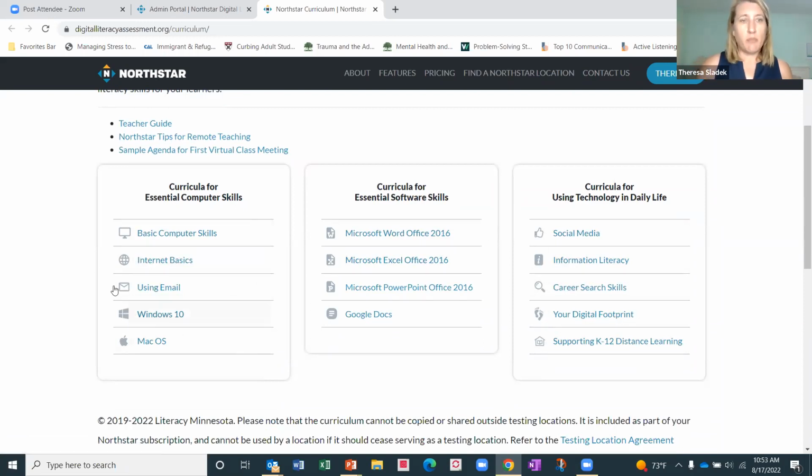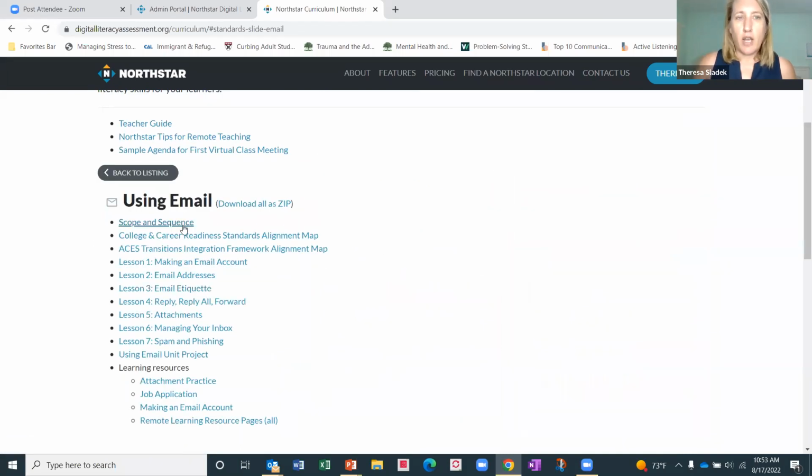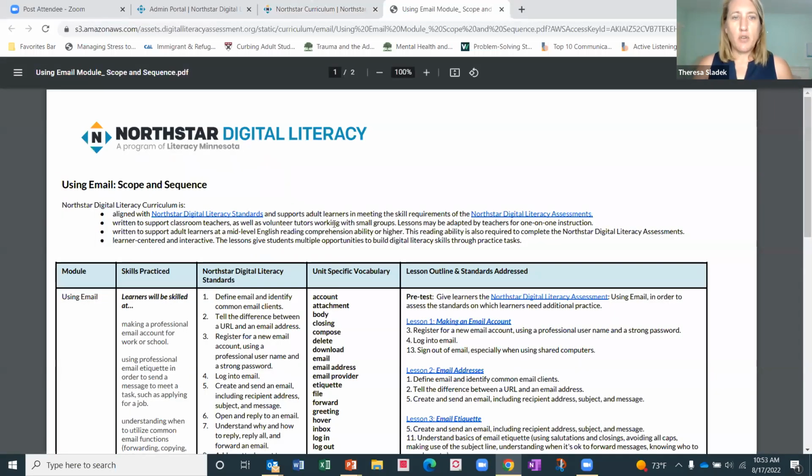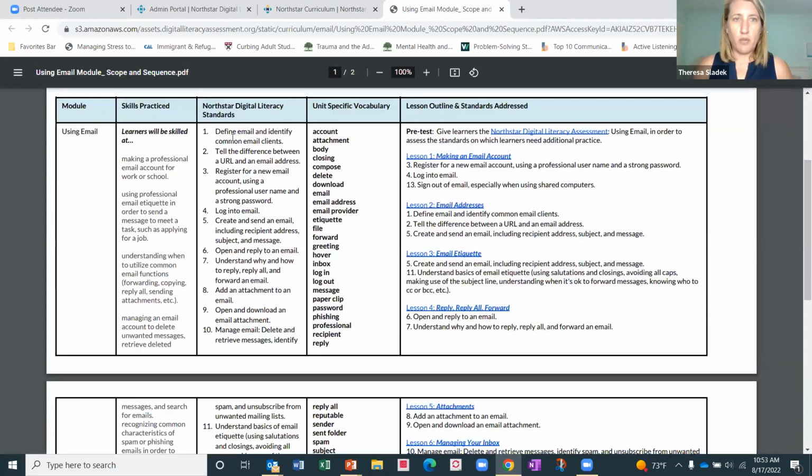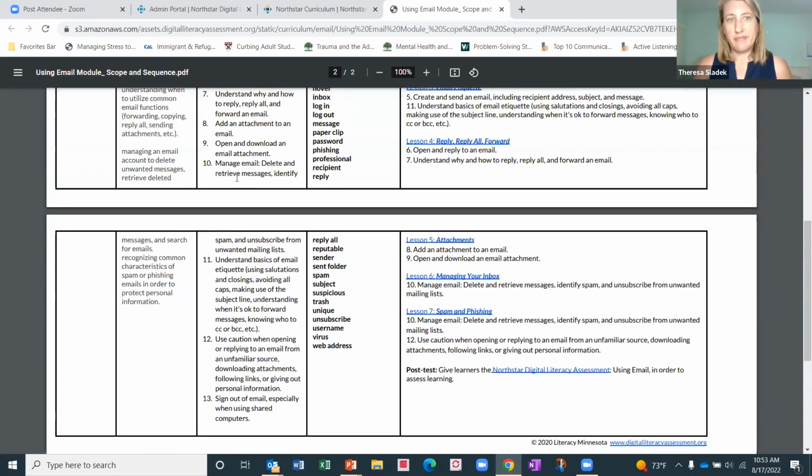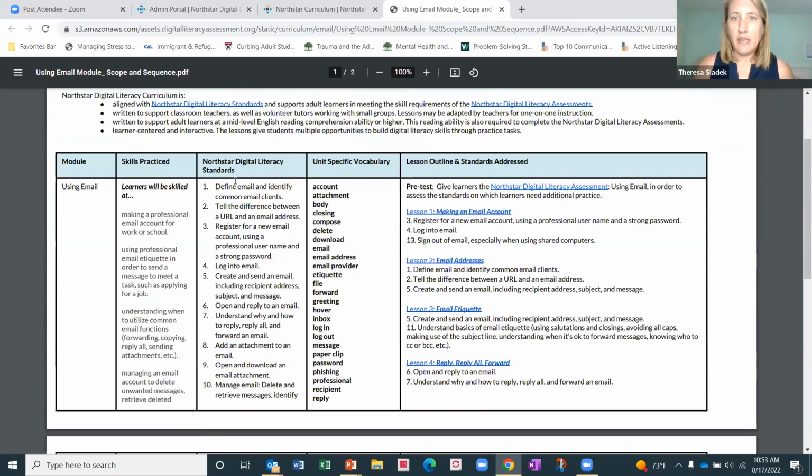Let's say we'll go into using email. This is where some of you had questions about what is where. They all start out with this scope and sequence. If you click on that, it will show you in this third column the Northstar Digital Literacy Standards that are in this particular topic area. There are usually about 15 in each one.